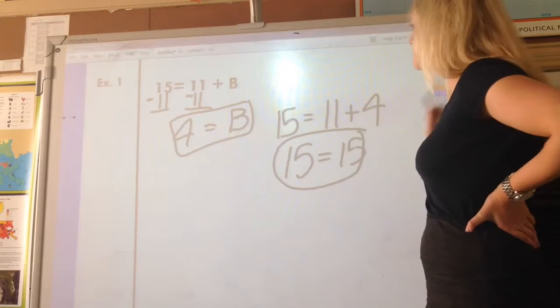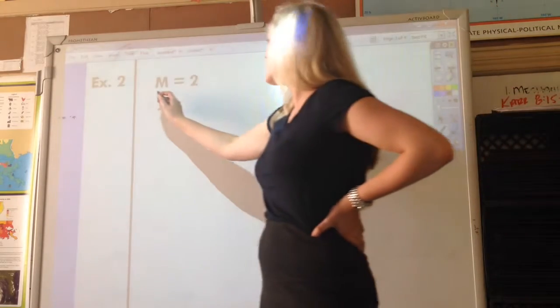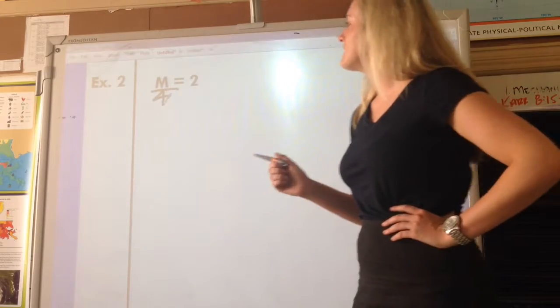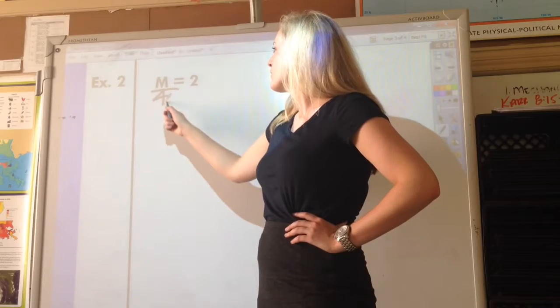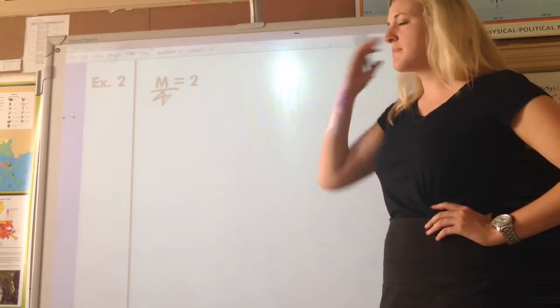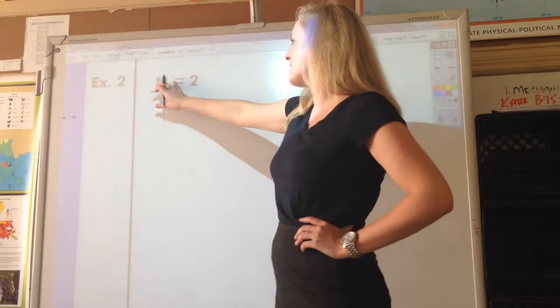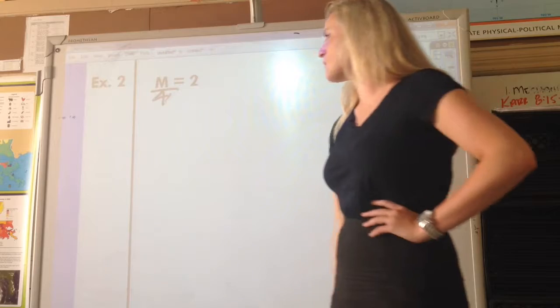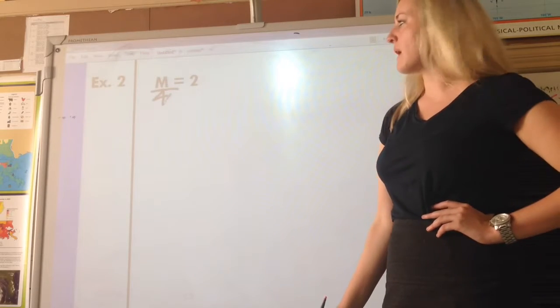Let's do another one. Oh, that should say over 4. All right, go ahead and write example 2, and then m over 4 equals 2. Now, again, I'm thinking to myself, I already know what m equals, because I know a number divided by 4 that equals 2. But let's go ahead and do algebra.